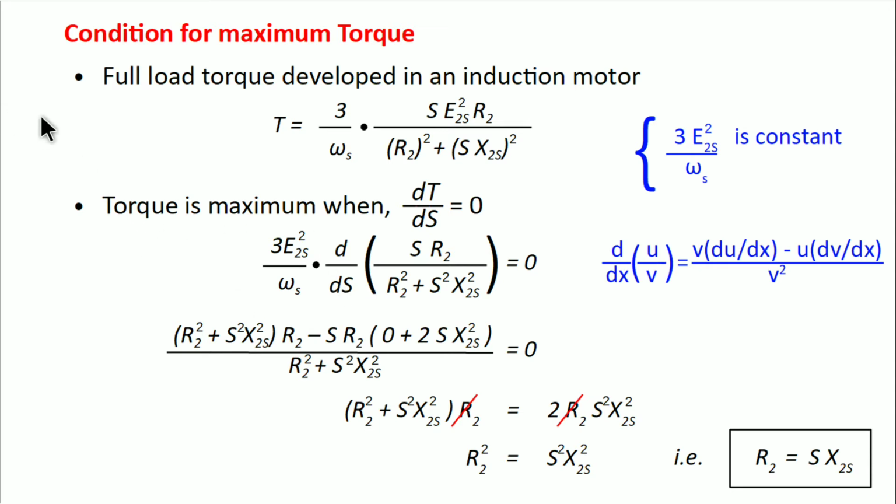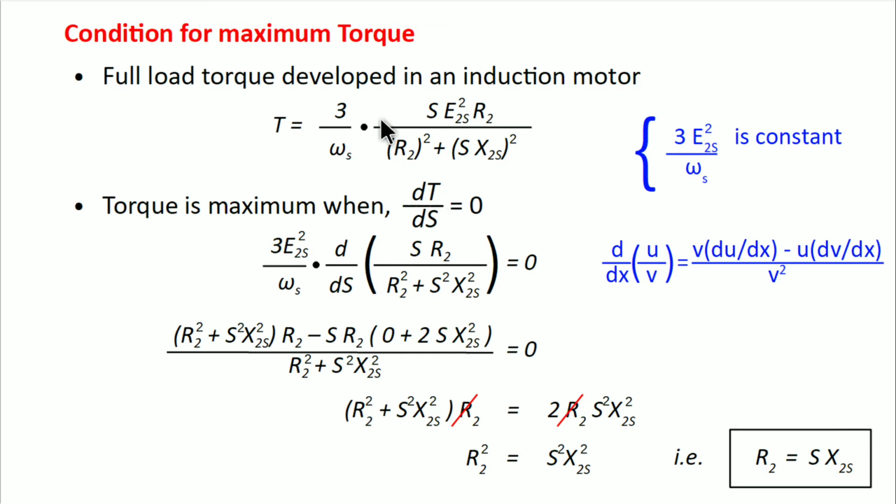Now, to find the condition for maximum torque: a function is maximum when its derivative with respect to the variable term is 0. So here torque is the term which we have to decide when it will be maximum, and on the right hand side the only variable is S. All other terms are constant once the motor is designed. So we differentiate it with respect to S. dT by dS is equal to 0. Under this condition the torque will be maximum.